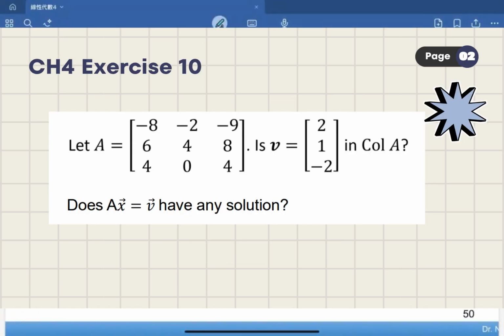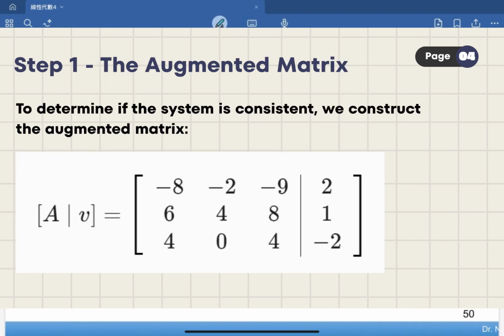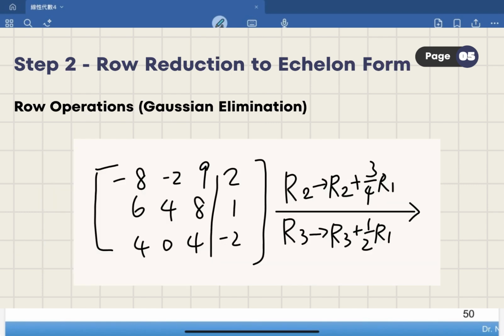Given A and V, we need to determine whether V is in the column space of A. This is equivalent to checking whether the equation Ax equals V has a solution. Step 1. Form the augmented matrix. Step 2. Use row operations. Make the entries below the first pivot 0.